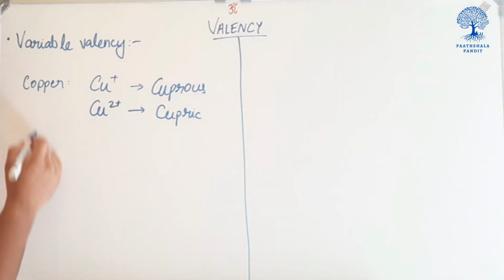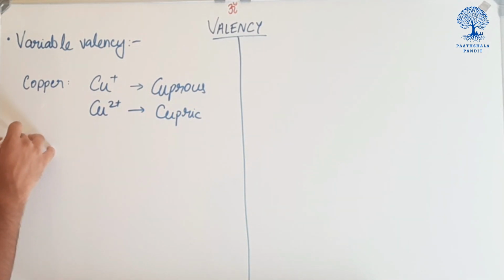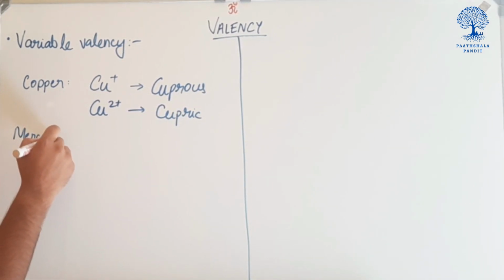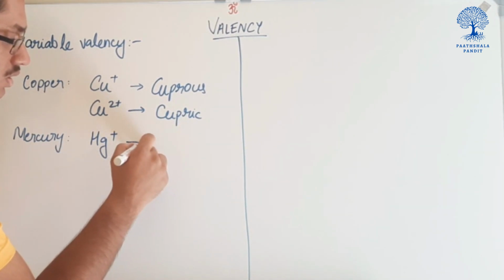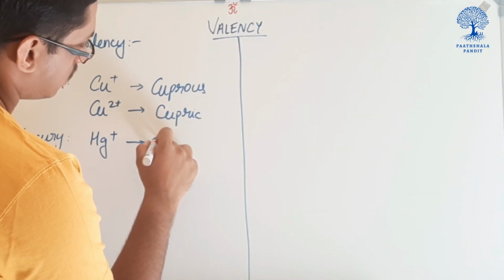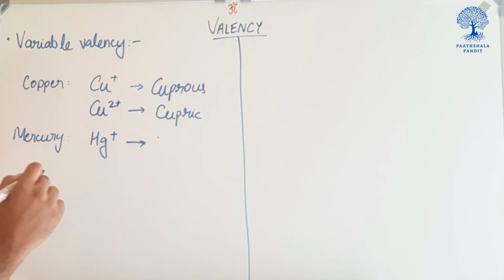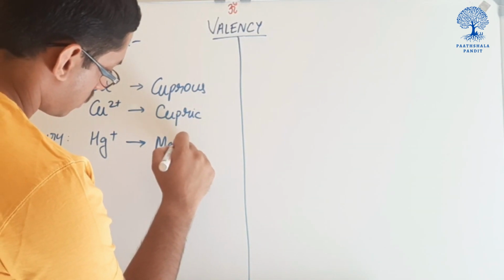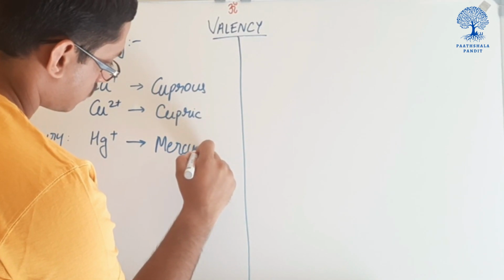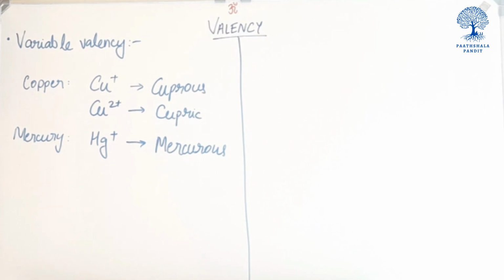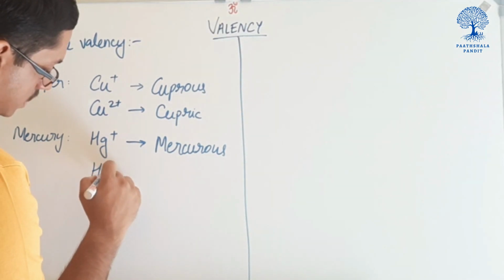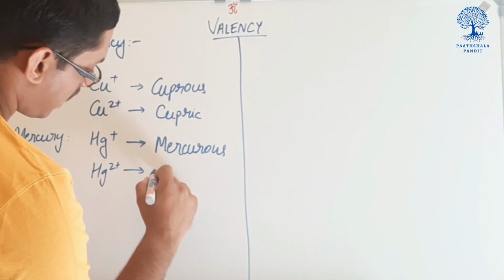Okay, done. Another example, mercury. Mercury is Hg. Sometimes if it gives out one electron, we will call it mercurous. If it gives out two electrons, it will be named mercuric.